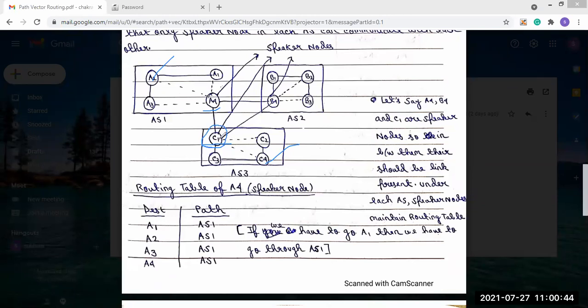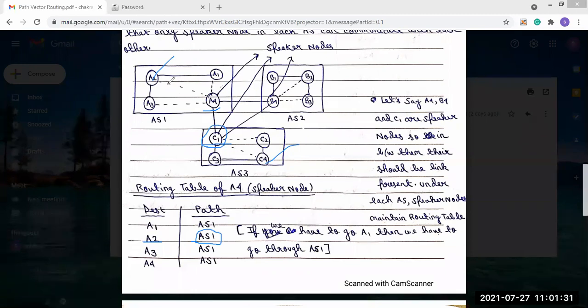Now we all know that all the speaker nodes are interconnected with each other, and all the speaker nodes have information of other speaker nodes. So C1 will have the routing table, which is shared with each other. So it has the routing table of the A4 speaker node. When the packet is at the A4 speaker node, it will find that for destination A2, the path is A1. So it will send the packet to A4, and from A4, it will send it to A2. So that's how the total thing happens. This is how the communication, the transferring of the packet, happens.